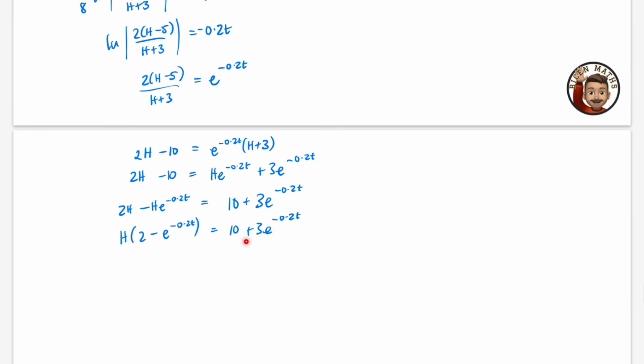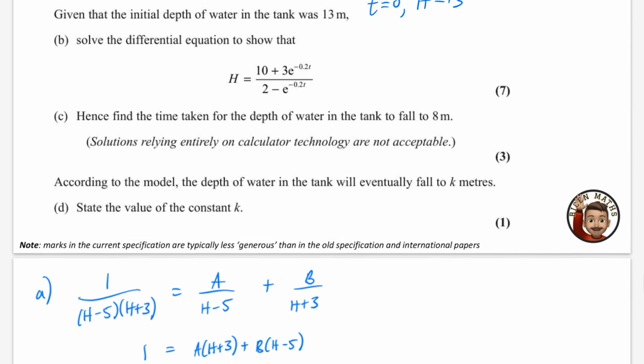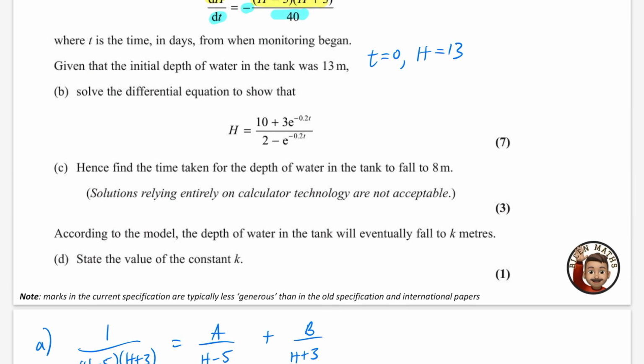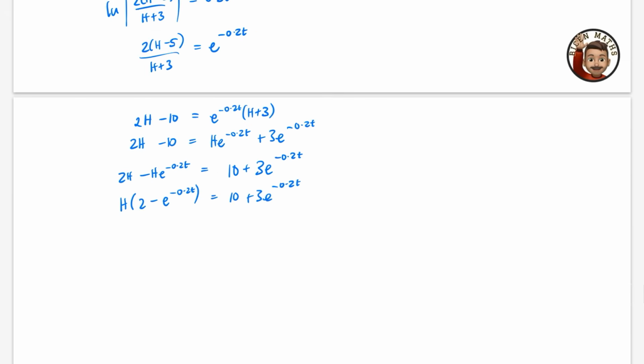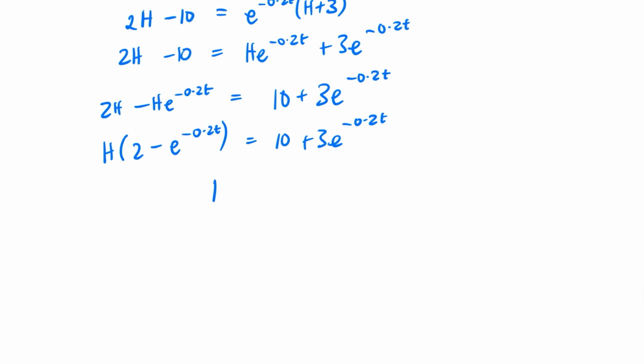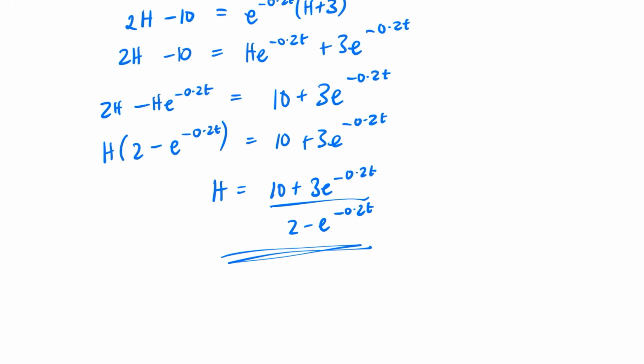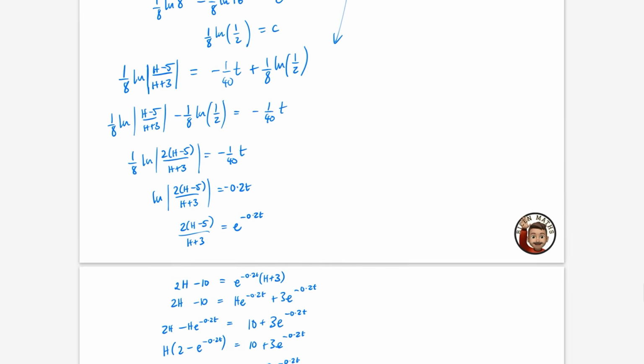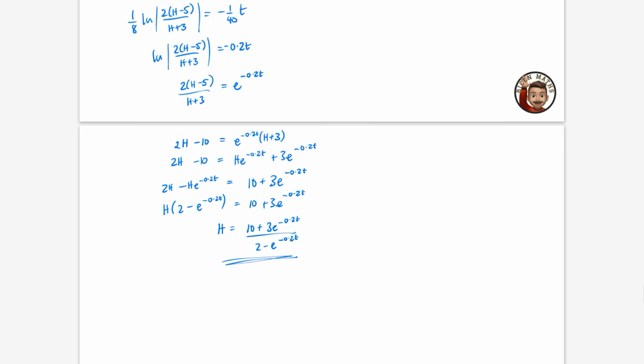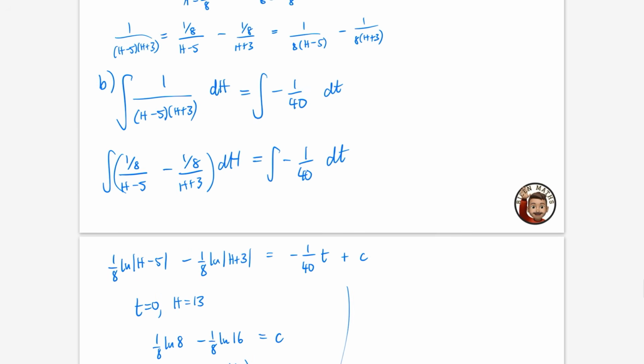So they've got it as a 10 plus this, it's going to be divided by this. Yeah, they want it 10 plus 3 divided by that, which is what we've got. So h is equal to 10 plus 3e to the minus 0.2t divided by 2 minus e to the minus 0.2t. Quite a lot of algebraic manipulation. Wow, look how much algebraic manipulation there is. Loads and loads for this.